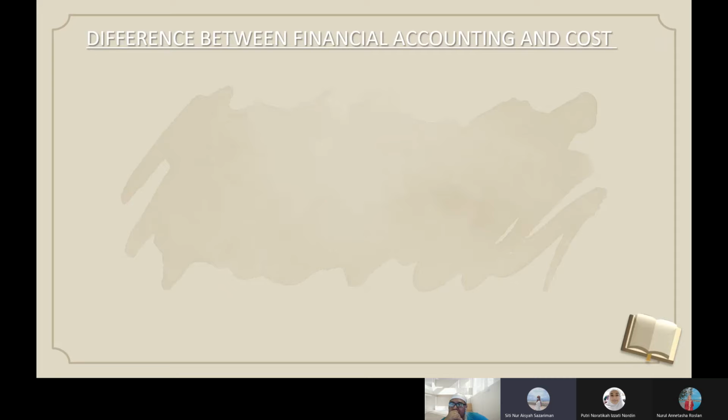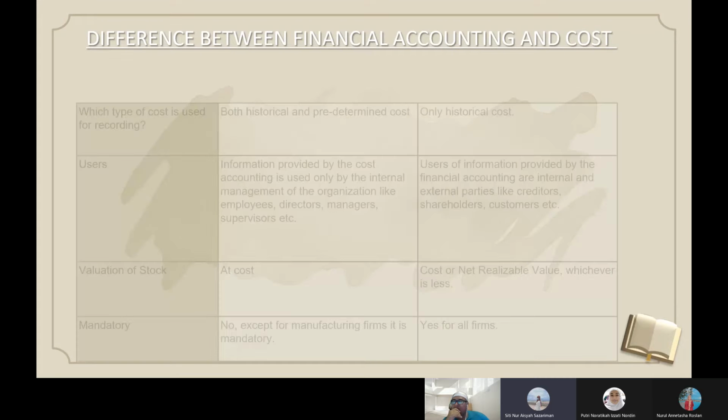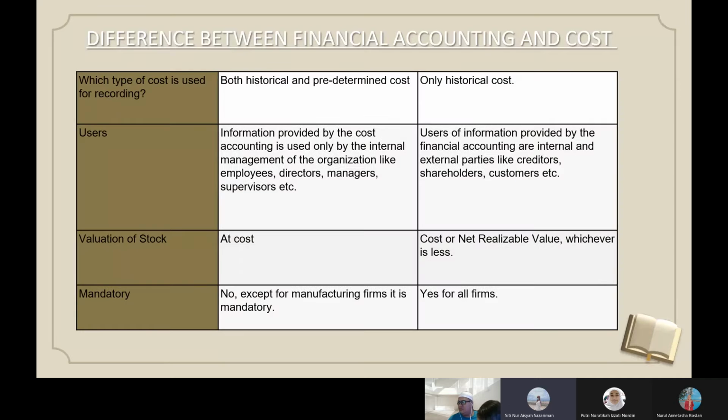Next, we go to the difference between financial accounting and cost accounting. Type of cost in use for recording: for financial accounting, both historical and predetermined cost, and for cost accounting only historical cost. For the user, the information provided by cost accounting is used only by the internal management of the organization like employees, directors, managers and supervisors. For financial accounting, users of information are internal and external parties like creditors, shareholders, customers.